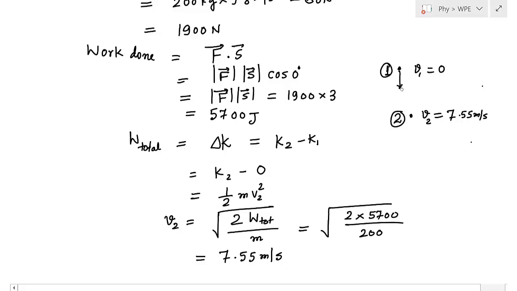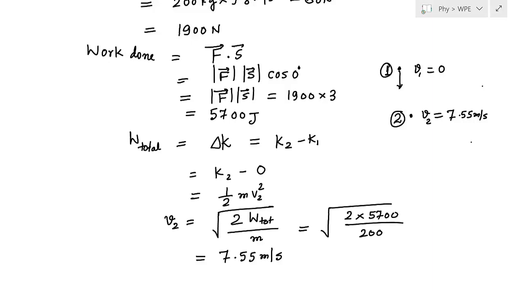Why has this velocity increased? Because in this case gravity is doing work. Friction is also doing work, but the friction is doing negative work and gravity is doing positive work, and the gravity work done is more compared to the frictional work done, and that's why the velocity of this hammer has increased from point 1 to point 2.